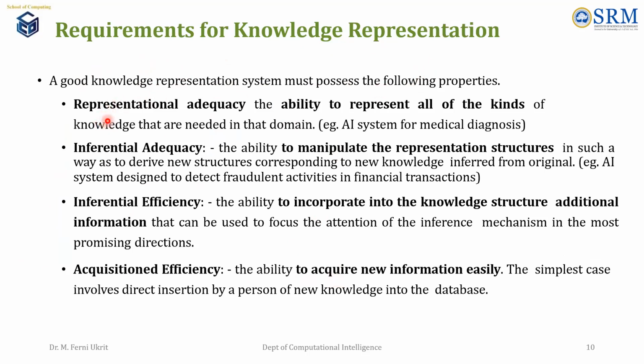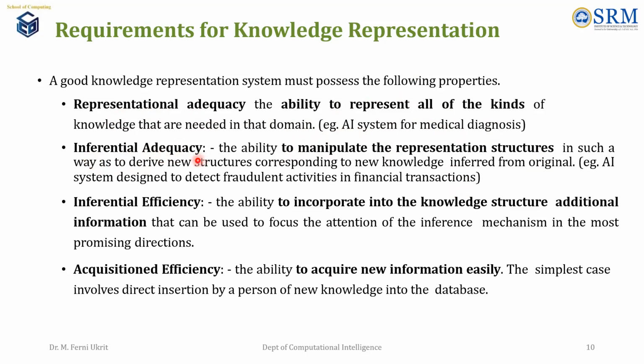Representational adequacy means the ability to represent all the kinds of knowledge that are needed for the domain. Take an AI system for medical diagnosis. For medical diagnosis, you need to know the entire history of the particular patient. The system needs knowledge about the various symptoms, the patient histories, and so on.